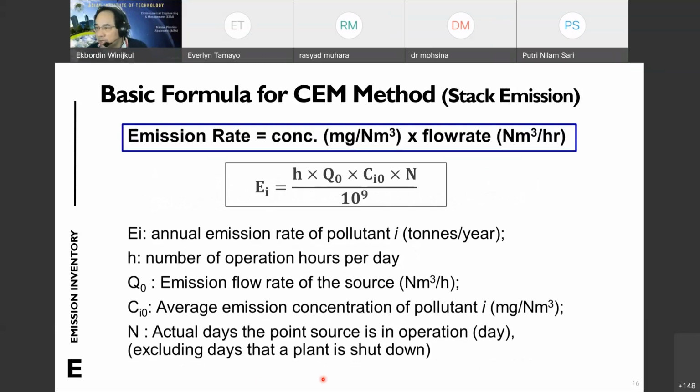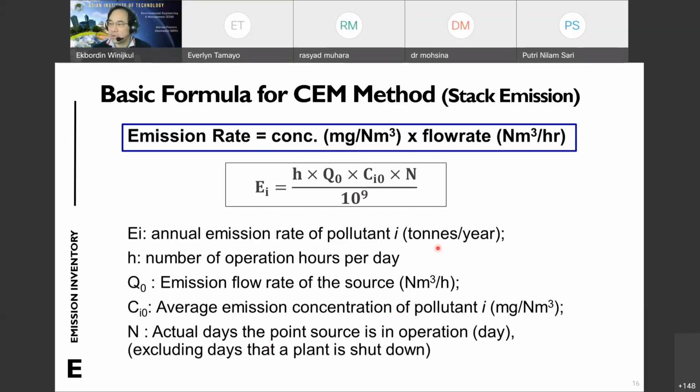And the third one is a formula you can use to estimate emission if you have more detailed information. For example, if you have monitored emission data, like continuous emission monitoring from the stack, you can use this equation to calculate. The total emission is the hours of operation multiplied by the emission flow rate, multiplied by the concentration that you get from the monitoring data, and then multiplied by the actual days that the point source operates, and then 10 to the power 9 is the adjustment changing your unit to tons per year.